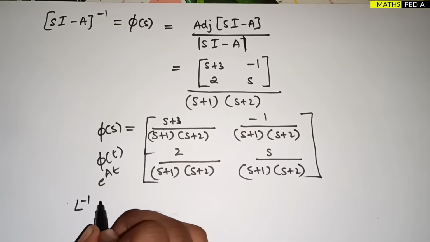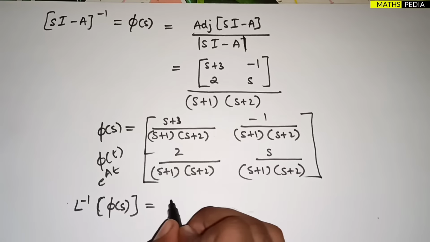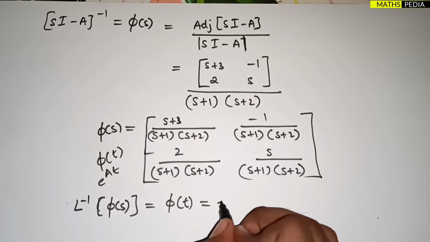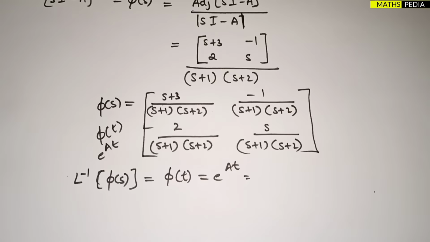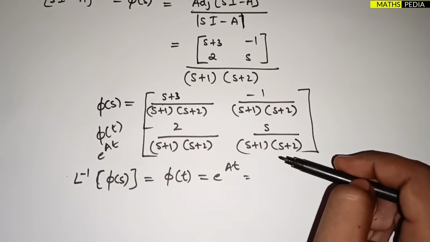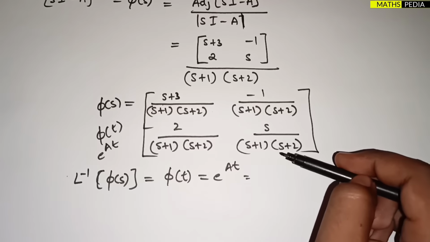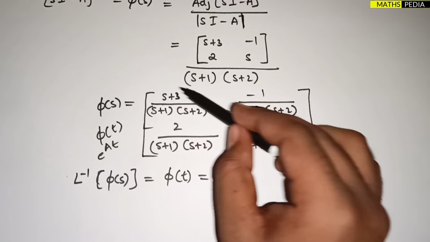So L inverse of phi of S, which is phi of t, which is equal to e power at, is nothing but the final answer, or we can say the result, of the state transition matrix of the given A matrix. Now for that purpose, what can we do? In each and every term you have to do partial fraction. Remember this: whenever you have to find the Laplace inverse, you have to go for a partial fraction.